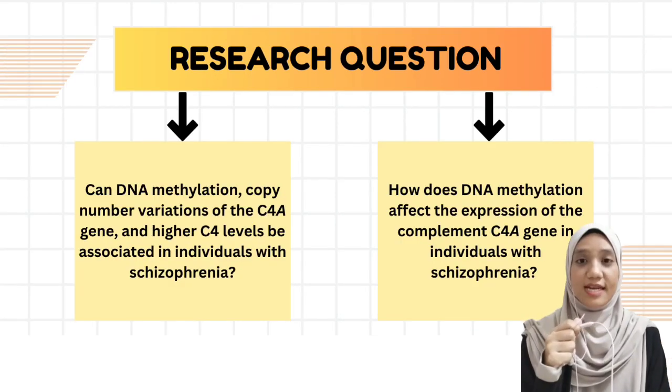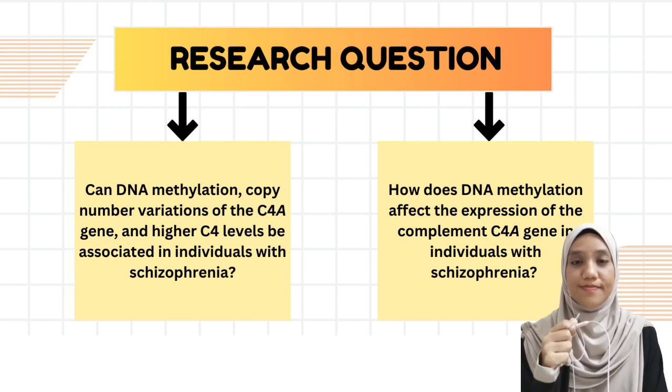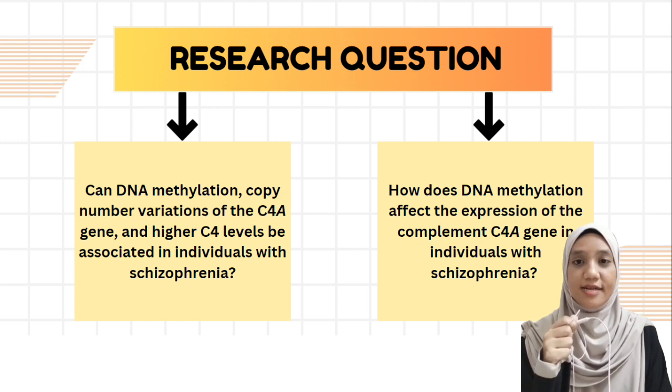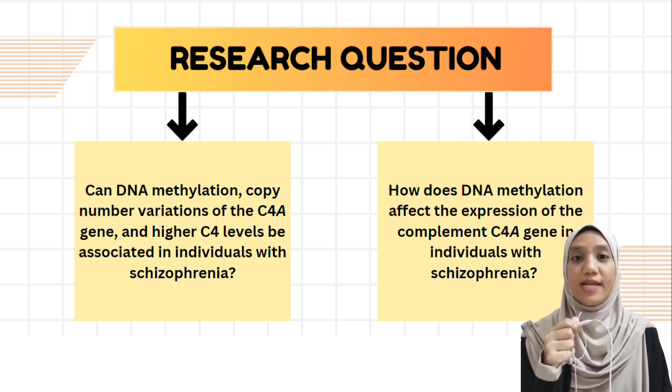So, based on this study, there are two questions that are highlighted as research questions. First, can DNA methylation, copy number variations of the C4A gene, and higher C4 levels be associated in individuals with schizophrenia? And the second, how does DNA methylation affect the expression of the complement C4A gene in individuals with schizophrenia?